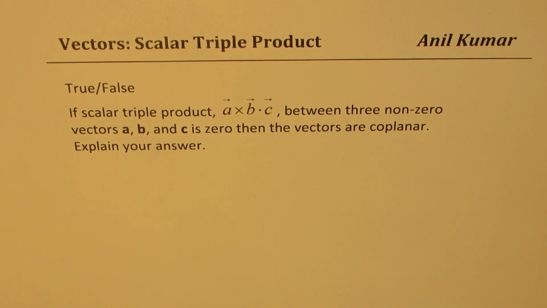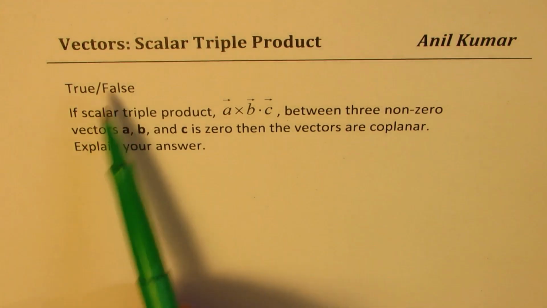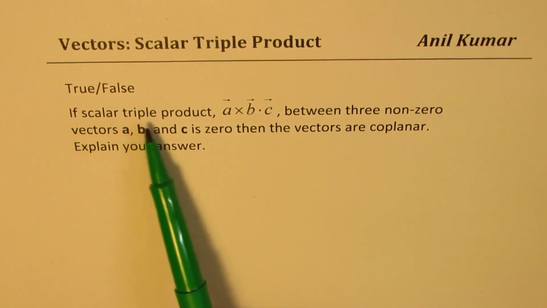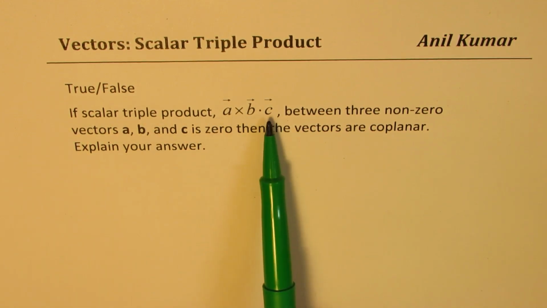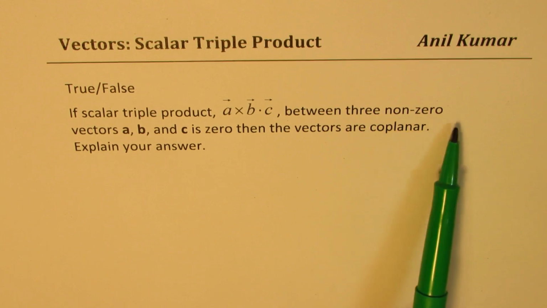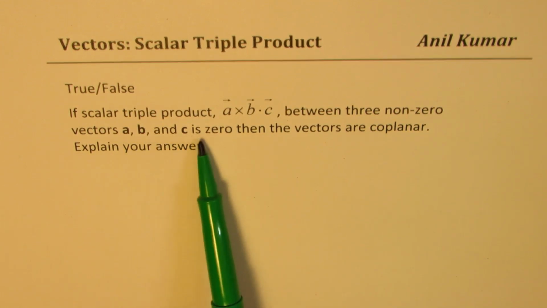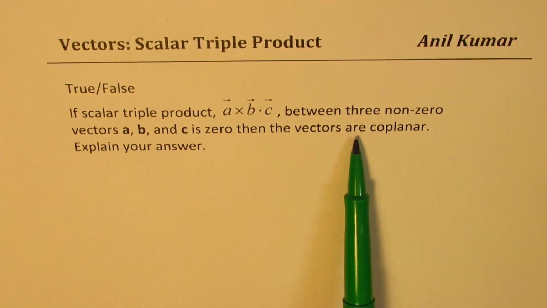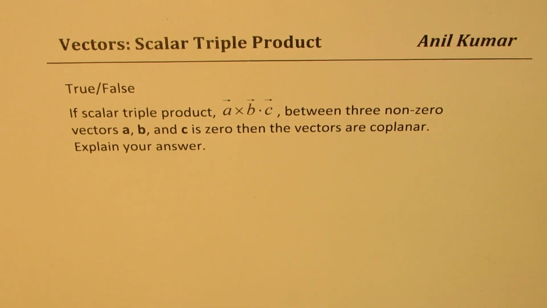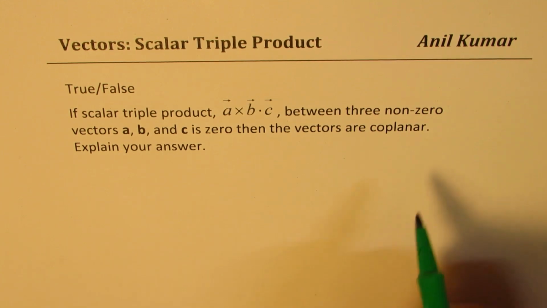Let's begin with a very basic question, which is a true or false question. If scalar triple product A cross B dot C between three non-zero vectors A, B and C is 0, then the vectors are coplanar. Explain your answer. What do you think? Is it that all the three vectors should be coplanar when their scalar triple product is 0, always true? Let's think about it.